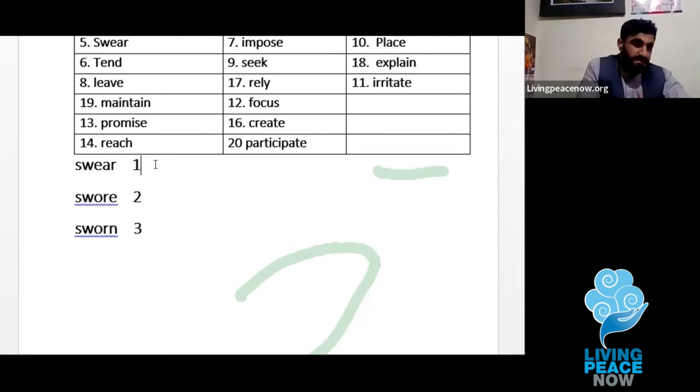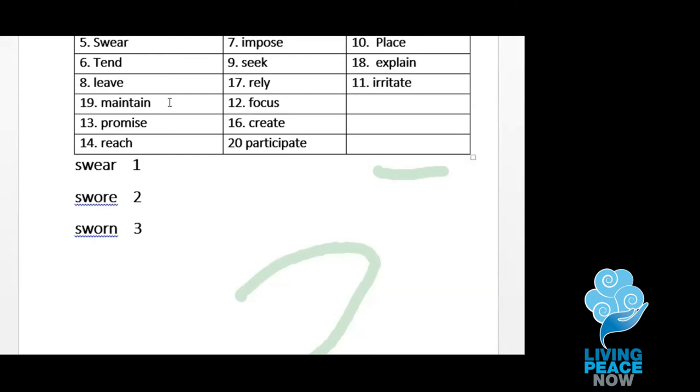Perfect is the present perfect, the past perfect, the future perfect. That's the passive voice.